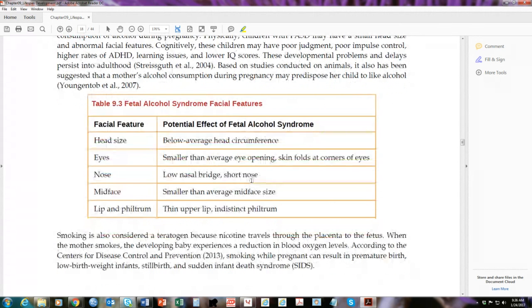Fetal alcohol syndrome is just horrible, and this affects a person for life. So if you're pregnant or think you might be pregnant, don't drink. There is no safe level of alcohol to partake of when one is pregnant. Just don't drink.